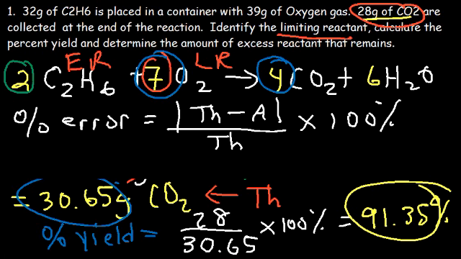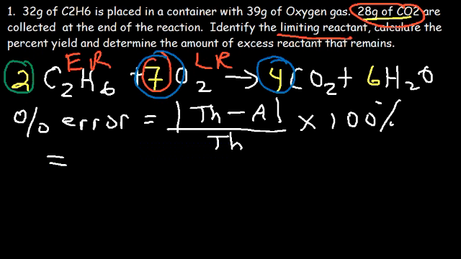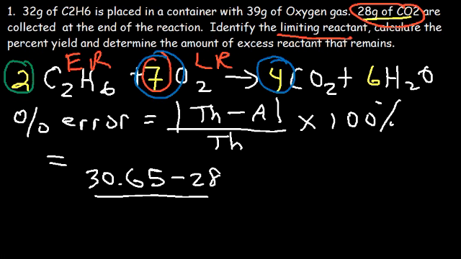So in this case, the theoretical yield is 30.65. Actually, I might need more space, so let's clear away this information. But remember the numbers that we have. So the theoretical yield is 30.65 minus the actual yield, which is 28, divided by the theoretical yield, which is also 30.65, and times 100%.